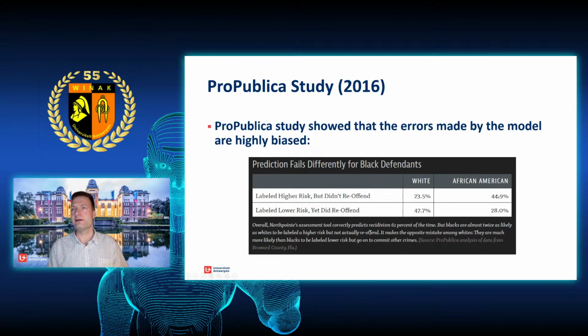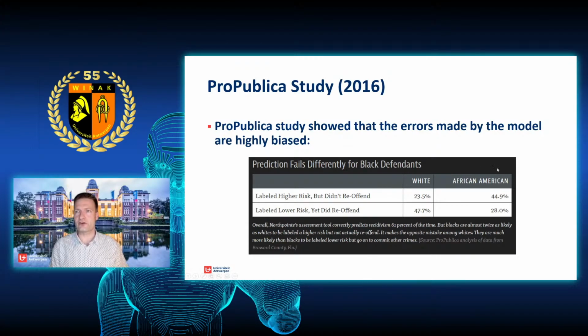If you look at the differences between white people and black people, you see that the error where we predict that someone who is not reoffending is in a high risk class is made way less often for white people than for black people. And the other error is the other way around. This was a system that was being used. After this was published, a lot of debate resulted, and they actually stopped using the system.